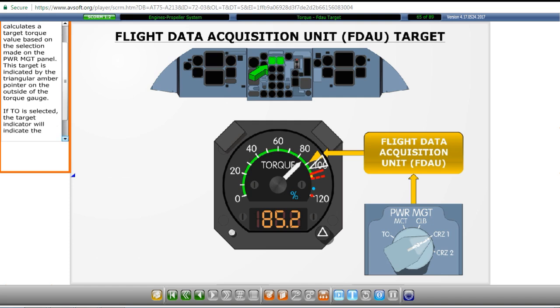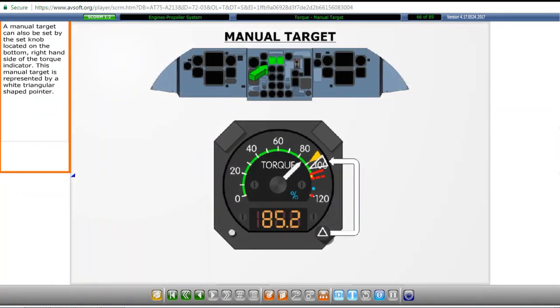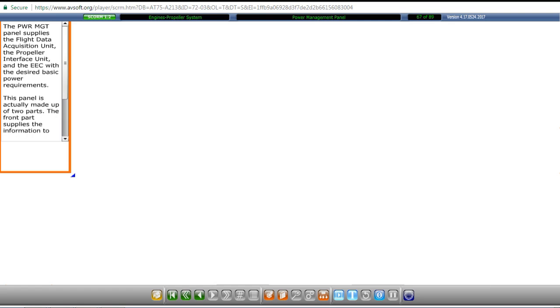This target is indicated by the triangular amber pointer on the outside of the torque gauge. If takeoff is selected, the target indicator will indicate the reserve takeoff torque value. A manual target can also be set by the set knob located on the bottom right-hand side of the torque indicator. This manual target is represented by a white triangular-shaped pointer.